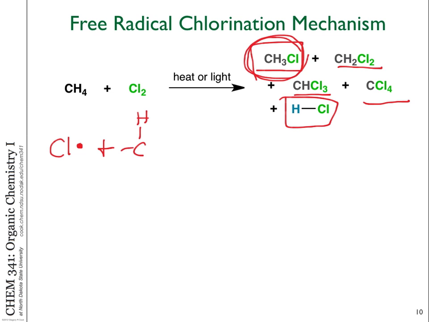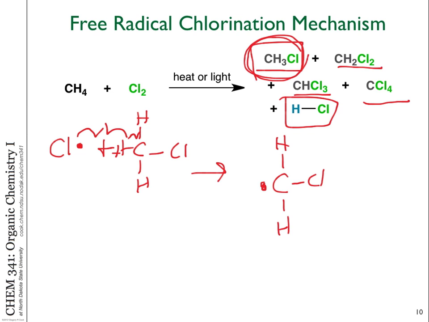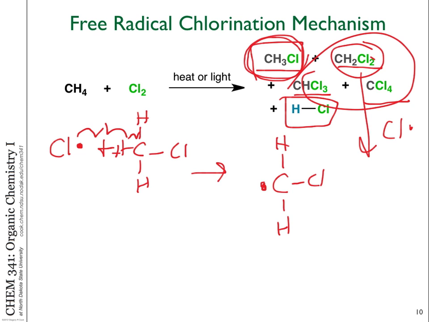If we react it with CH3Cl instead of methane, what would happen? Chlorine pulls off a hydrogen to generate a chlorine-containing carbon radical. And then if this encounters Cl2, you're going to put a second chlorine on. And then that product could react with another chlorine radical to pull off a hydrogen and so on. And so you have these as trace byproducts as well.